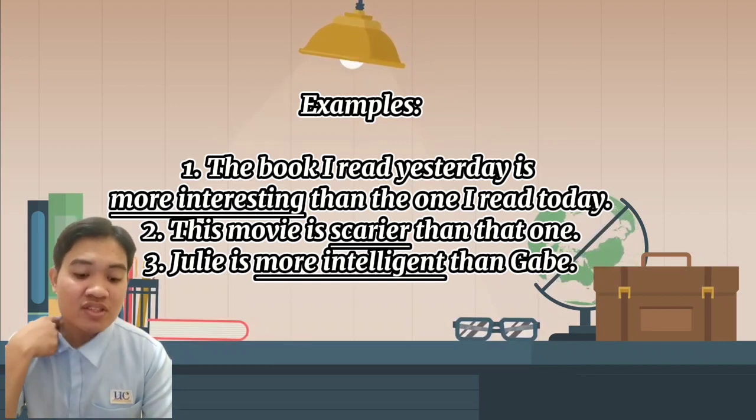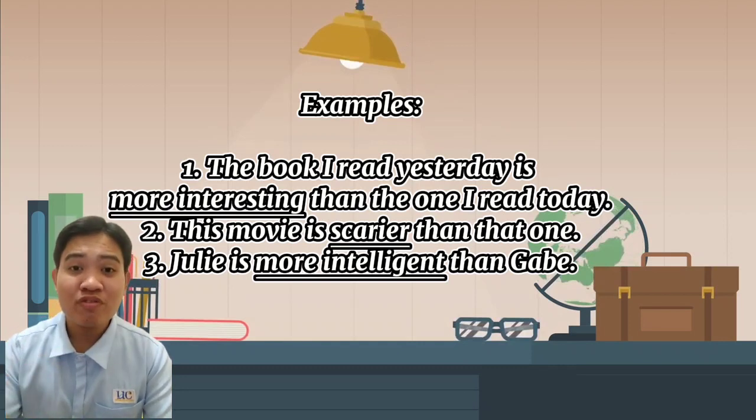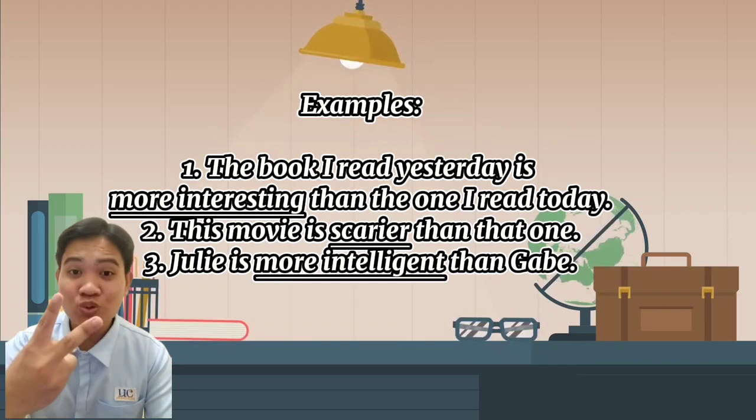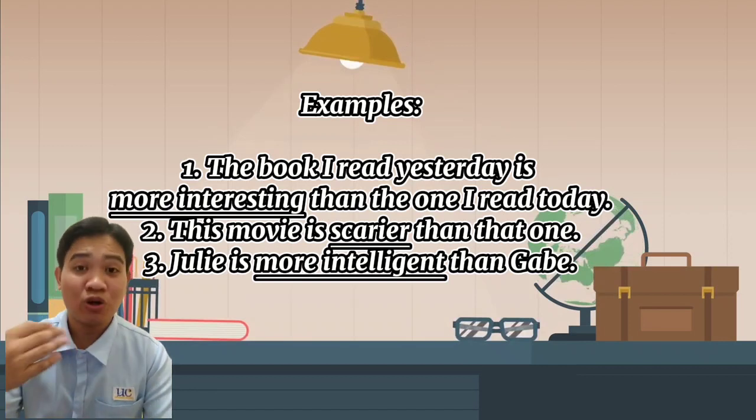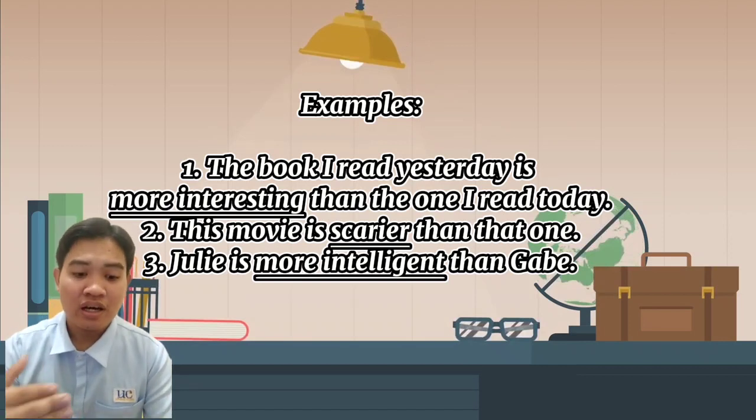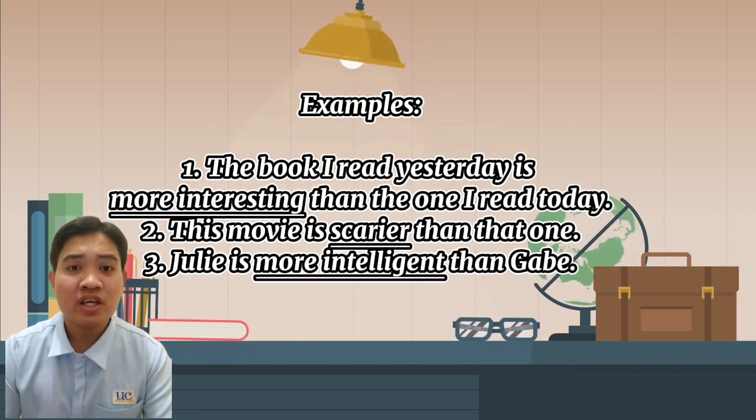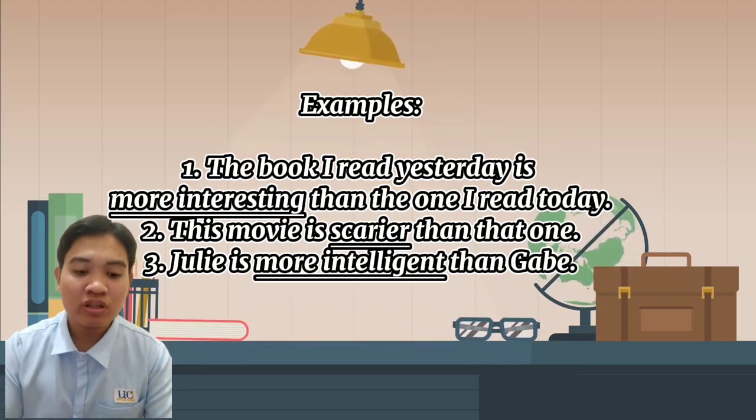Second, this movie is scarier than that one. So the same, this movie and that movie. So there are two subjects. That's why we will also use the comparative form of the adjective, which is scarier. The absolute form of scarier is scary. And that's why we convert the word scary into scarier, because we are already comparing two subjects.